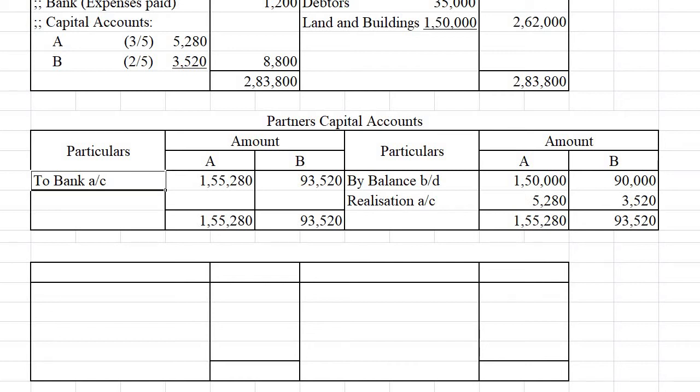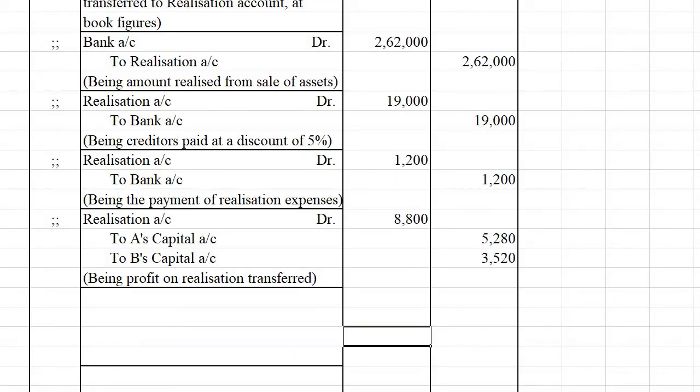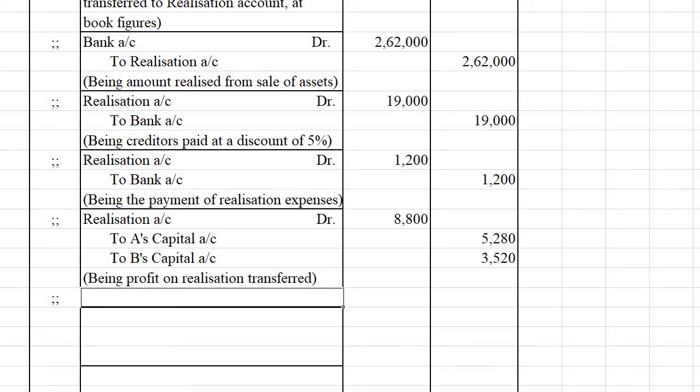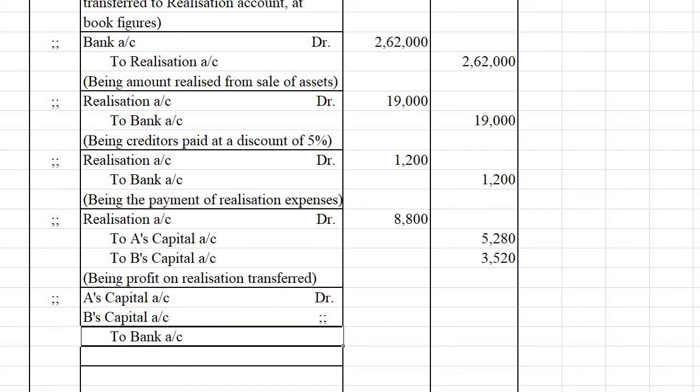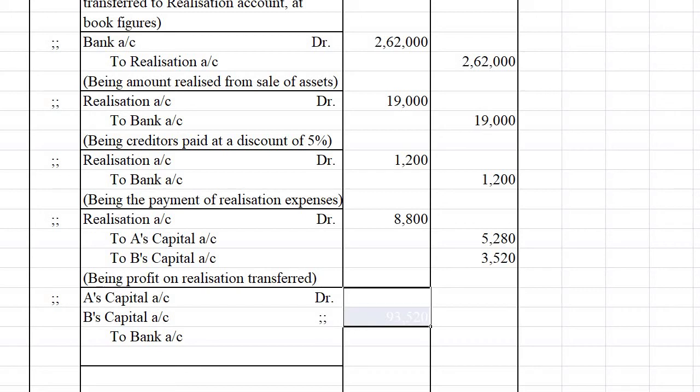Okay, then we can write the journal entry for that also. So here, date, the journal entry: A's capital account debtor, B's capital account debtor, to cash or bank. So their individual capital account balance is given. Total amount 2,48,800. So final payment is made to the partners.